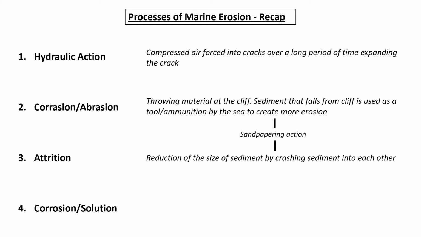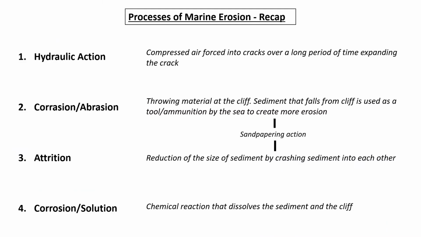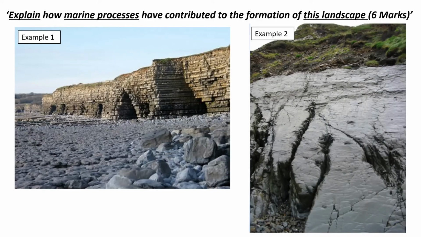And then finally solution, that's all about the chemical reaction that dissolves the sediment and the cliff face itself, and that's all to do with what the rock is made from. So in most cases, if you're looking at a white faced cliff like the cliffs of Dover, you're looking at calcium carbonate, so your limestone, that has a higher susceptibility to erosion. So they might ask you how these marine processes here have attributed to the formation of these landscapes.